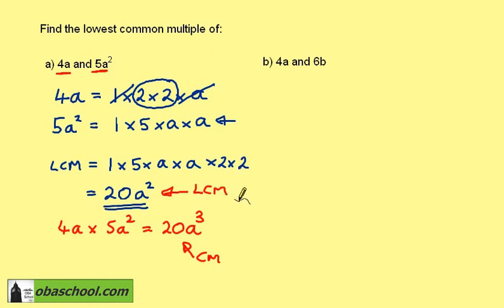We see this sometimes with numbers. For example, 4 and 6. 4 times 6 is 24, but the lowest common multiple of 4 and 6 is 12.